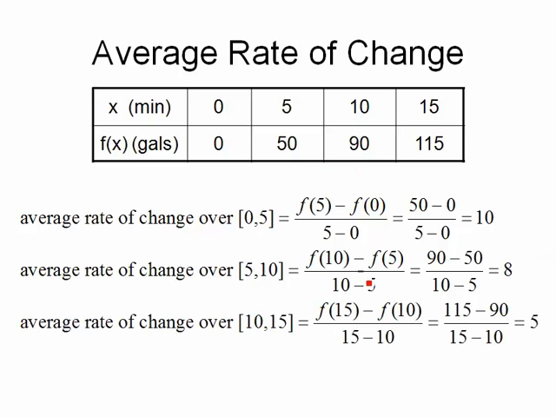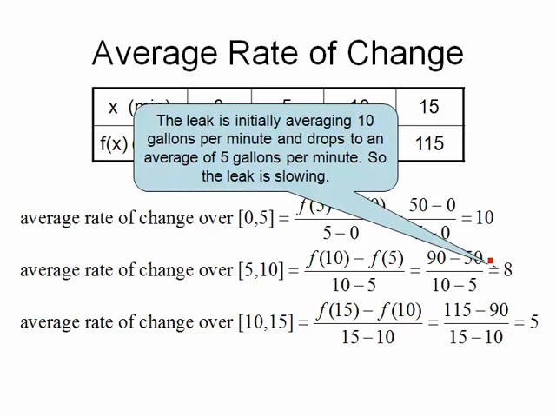If we go from 10 to 15 minutes, now we're going to do f of 15 minus f of 10 divided by 15 minus 10. And we see from the table we get 115 minus 90 divided by 15 minus 10, which is 5 gallons per minute. The leak is initially averaging 10 gallons per minute and drops down to an average of 5 gallons per minute, so that means the leak is actually slowing. If this is a big tank, as more water leaks out, there's less pressure pushing the water out, so it makes sense that the leak would get slower and slower as time goes on.